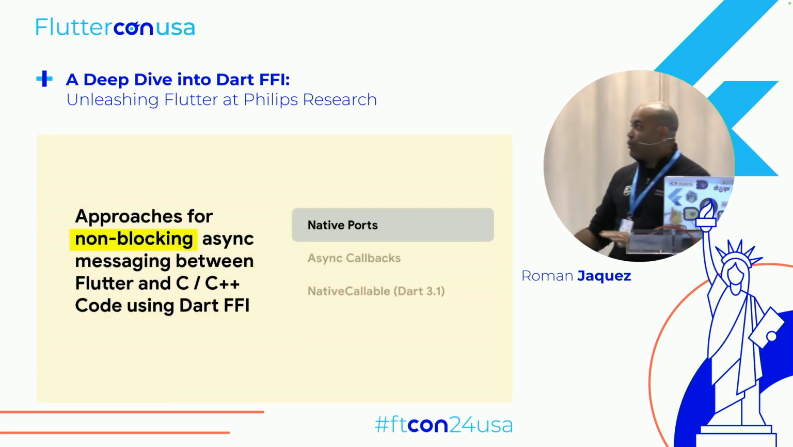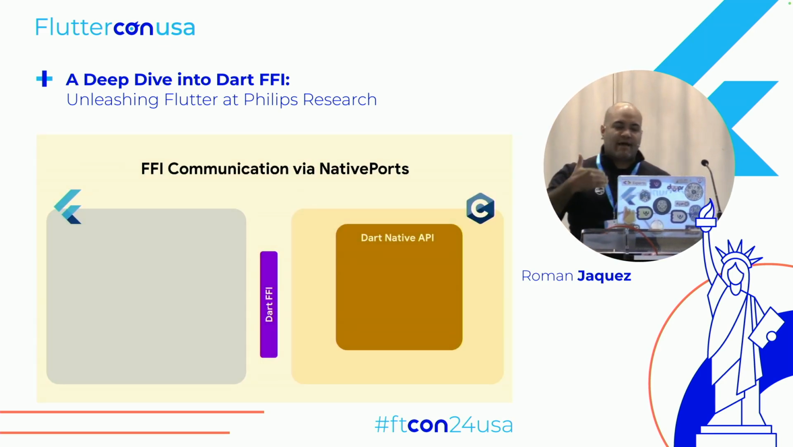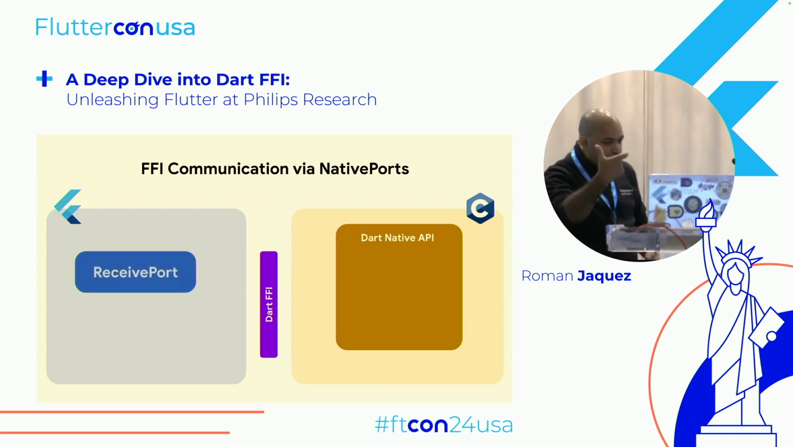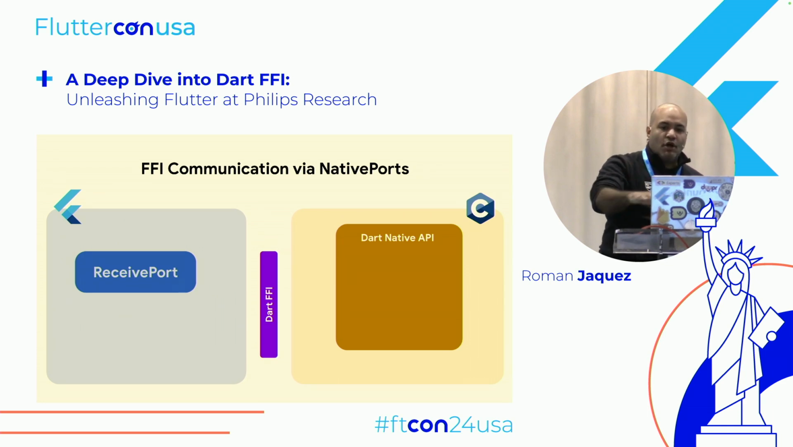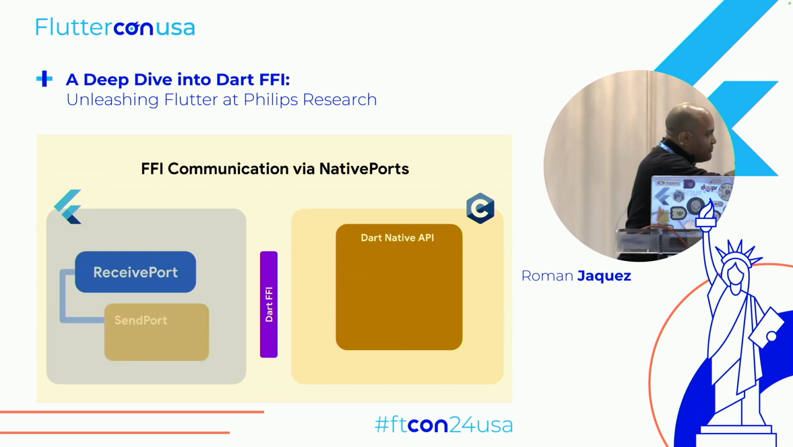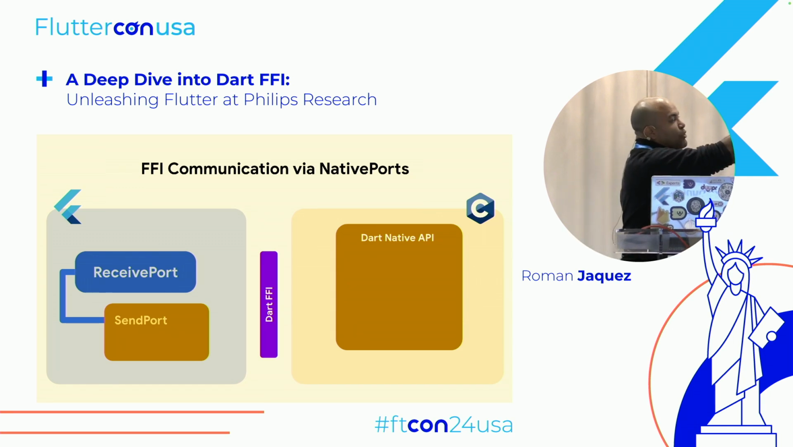So let's start with native ports. I just explained it, but let's start from the beginning. In order to establish asynchronous communication with your native code, you need to instantiate a receive port. The receive port is a fundamental component used for asynchronous communication, particularly among isolates, like I just mentioned. Receive ports are known as the only means of communication between isolates. Each receive port then has something called a send port. The send port is what you use to send messages to this corresponding receive port.